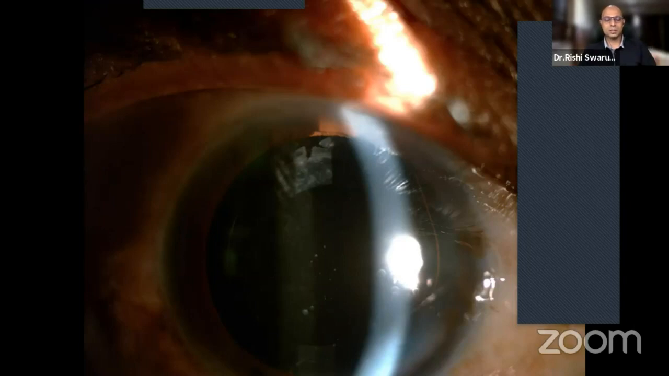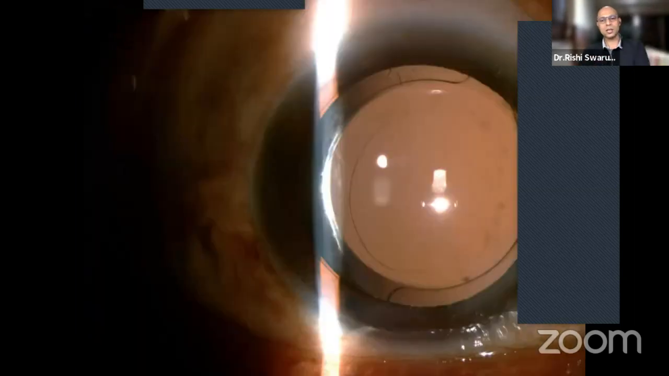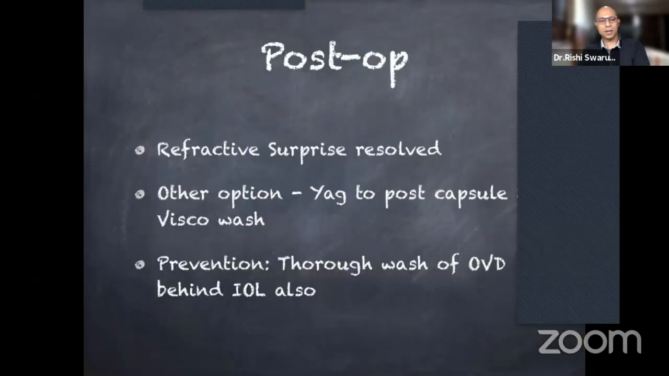So you can see in this image here, superiorly, that star-shaped opening in the anterior capsule which we have created. And in the dilated pupil, that will allow for the viscoelastic to come out. Same thing, you can see that's opening very well in the retroillumination and a magnified image of the same. So post-operatively, this patient's refractive surprise resolved. But there have been some patients where it hasn't worked. And in such cases, one can go and YAG the posterior capsule, or you take the patient up and aspirate out the residual viscoelastic. Prevention, of course, is to do a thorough OVD removal behind the lens also.